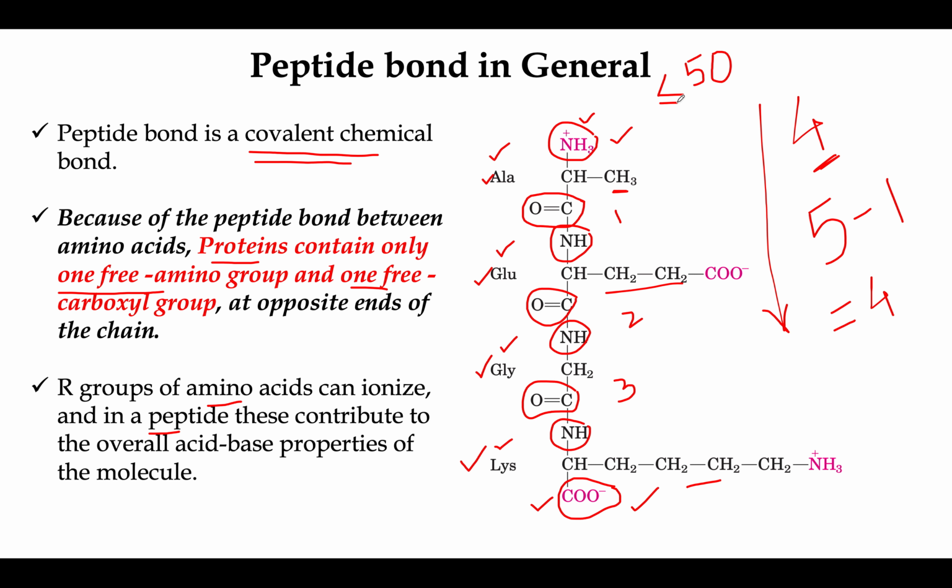But the type of bond in proteins and peptides between two amino acids is the same. That means there is an amide linkage between the carboxyl group and an amine group between two amino acids, and this leads to the formation of the peptide bond. And I believe this concept should be very, very clear, because without this concept, you will not be able to understand the different levels of protein structure. And the other concept that you should always bear in mind is that the peptide bond is a covalent chemical bond.